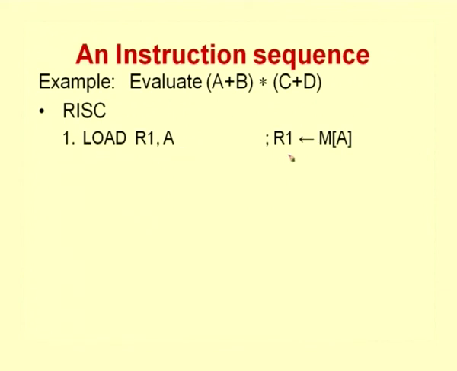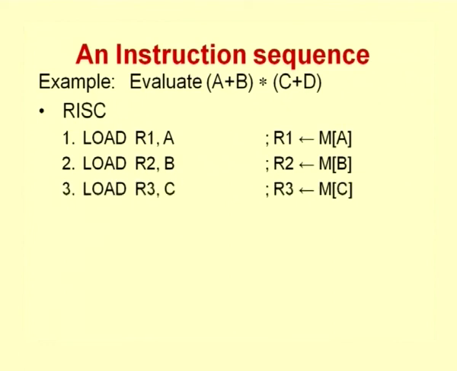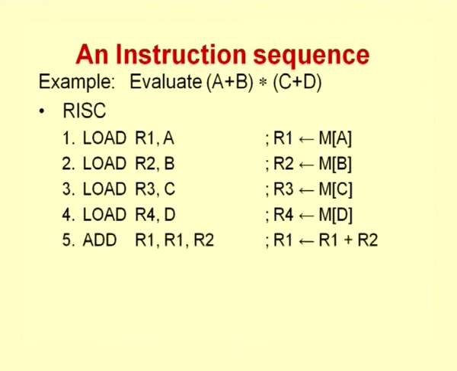Okay. So, this is what happens in this instruction. So, next instruction would be load R2 comma B. Here what is happening is the contents in memory location B are loaded into register R2. Next instruction would be load R3 comma C. So, contents of memory location C are loaded into R3. Then I have a load R4 comma D. Contents of memory location D are loaded into R4, and then now I start performing the arithmetic operations.